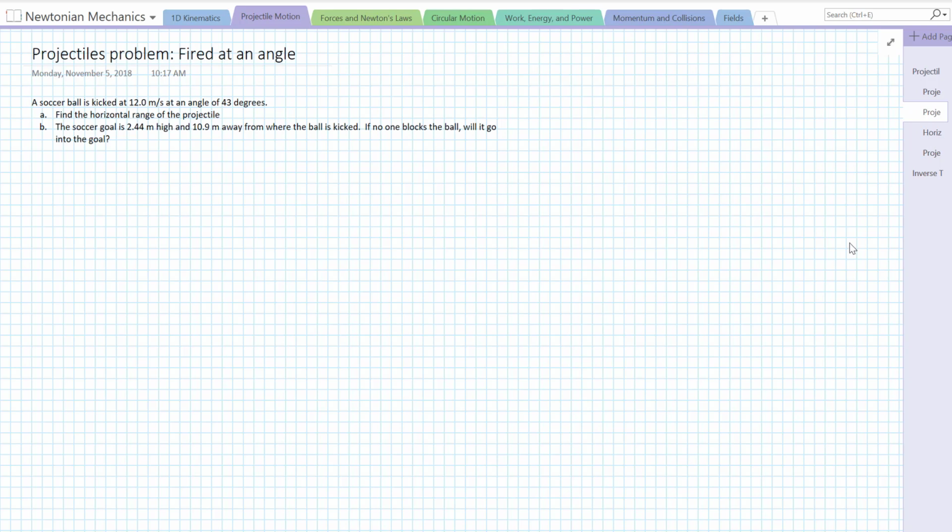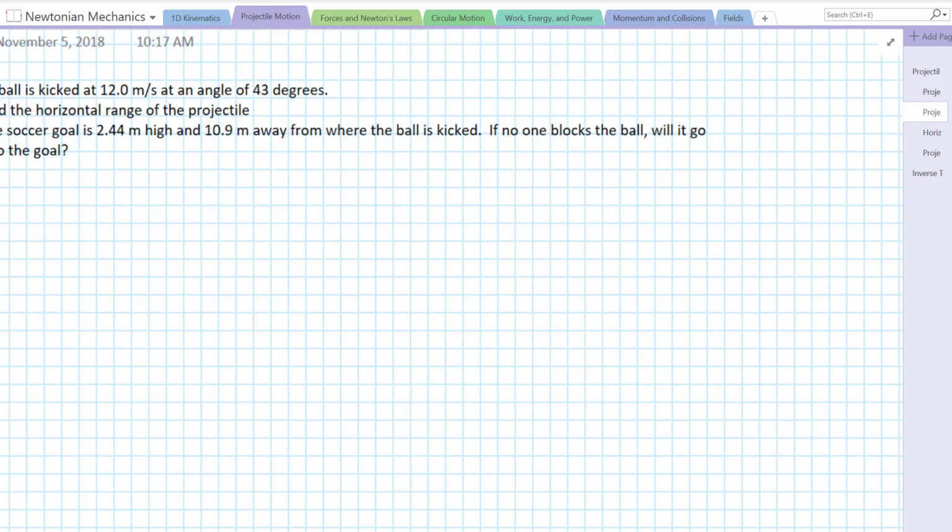And then we are given that the soccer goal is 2.44 meters high and 10.9 meters away from where the ball is kicked. If no one blocks the ball, will it go into the goal? So I'm going to zoom in and let's get started.